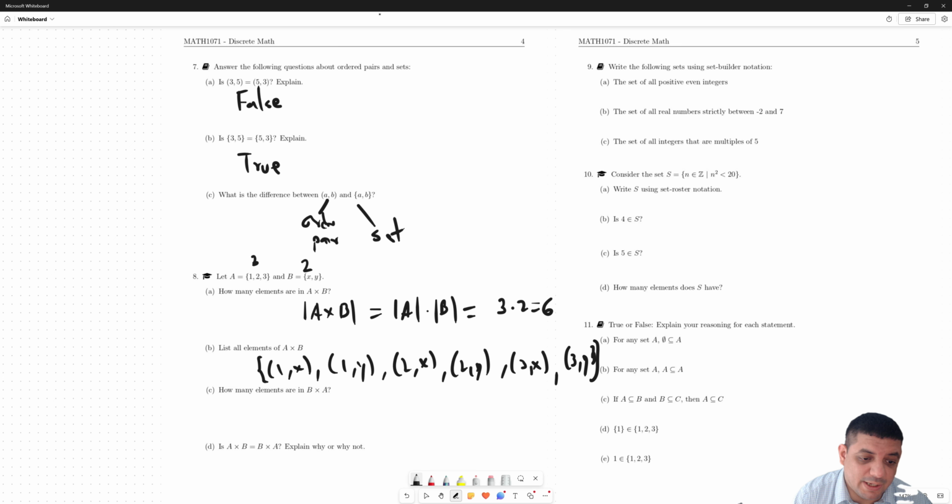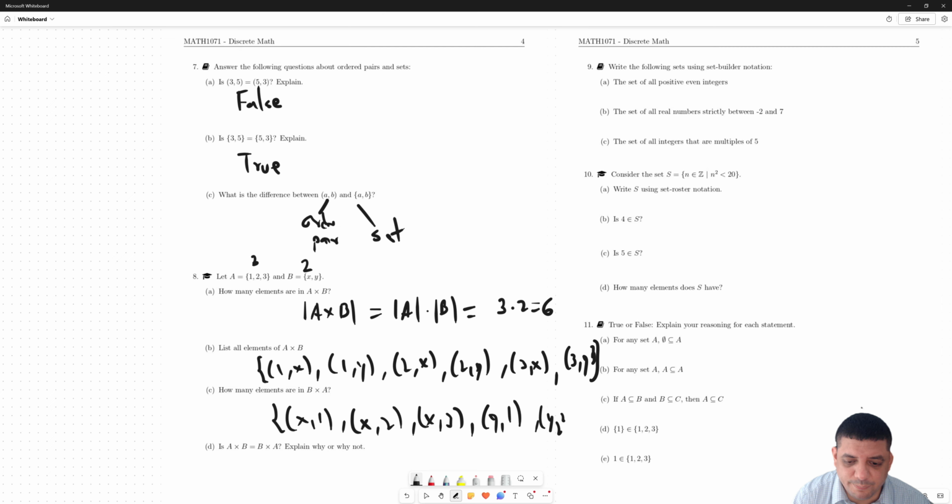How many elements are in B times A? B times A is going to have exactly the same amount of elements because we're just multiplying backwards. And so it's going to be x1, x2, x3, and then we're going to have y1, y2, and then y3. Those are all the elements. Is A times B equal to B times A? No. And you can see that they're not, because the elements are not the same. These are not the same as this. So they cannot be the same.